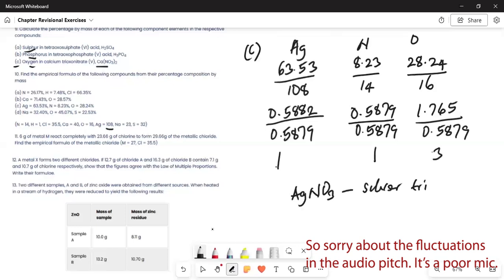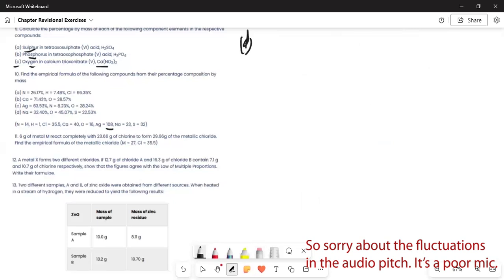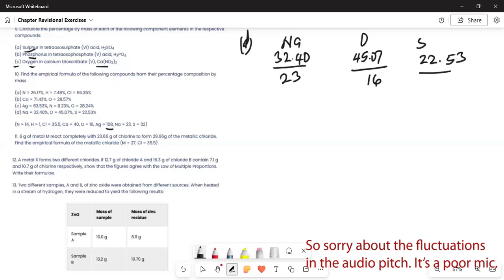We have AgNO3, which is the answer. Next, component element sodium, percentage by mass is 32.40. And you have oxygen, percentage by mass is 45.07. And then sulfur, percentage by mass is 22.53. Dividing each of these by their relative atomic mass, that of sodium is 23, oxygen is 16, sulfur is 32.